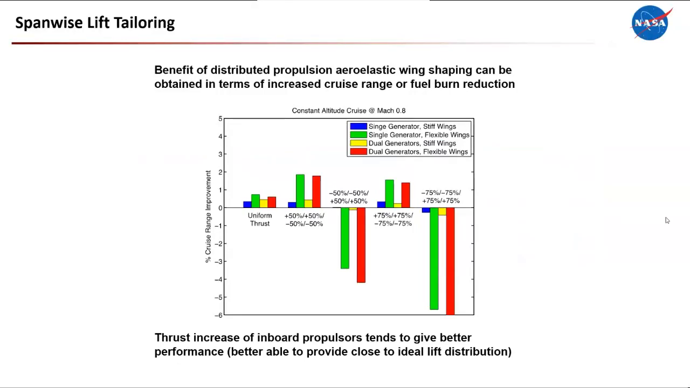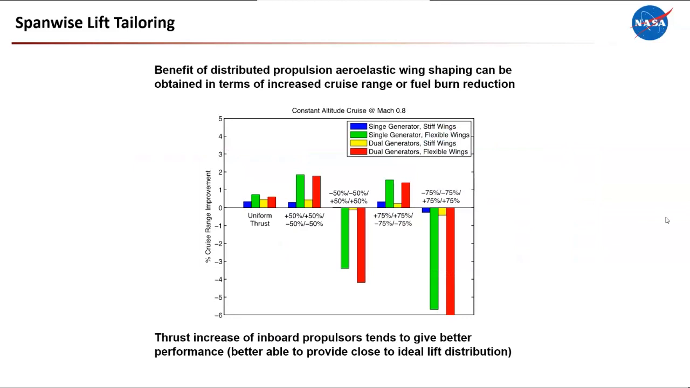And so we did a system analysis. We do a range analysis, trying to look at how much improvement in the cruise range, for a given fixed amount of fuel, we can get using this elastic wing shaping control, using distributed electric propulsion. We ran this analysis for different configurations. We use a single generator configuration and a dual generator configuration, where we have two generators per wing. Then we look at different thrust variations: making the thrust uniform, concentrating the thrust toward the inboard, or concentrating the thrust toward the outboard, and see what happens.